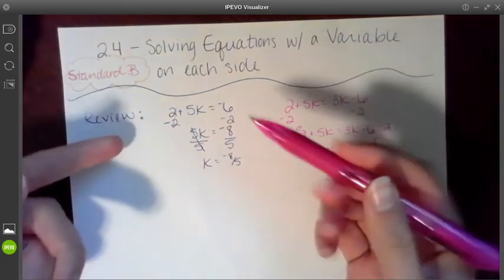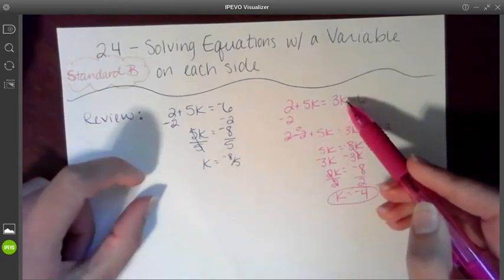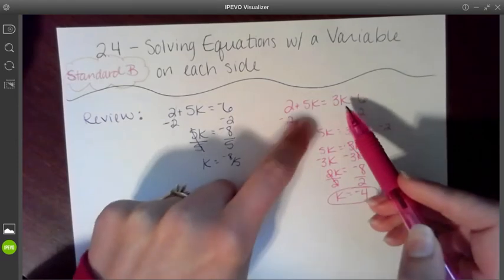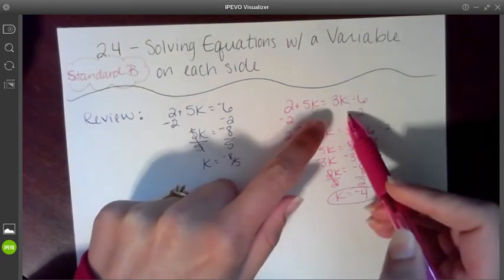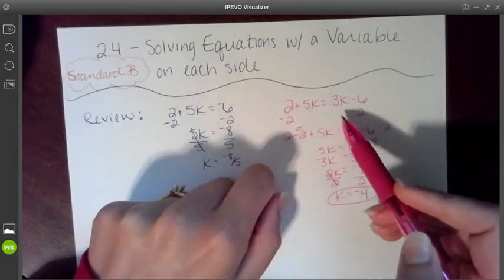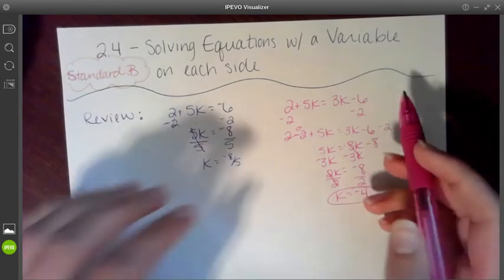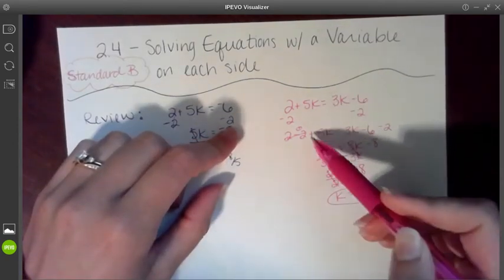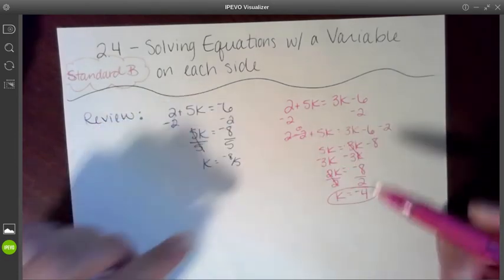All right, so the only difference going from what we did before and what we're doing now is that instead of having our variable already on one side, we have variables on two sides. So what we do is we just pick a side we want to put the variable on. We could have done minus 5k, but then I would have ended up with a negative over here, which is a little annoying to work with. So I subtracted 3k so that the k's were all on this side of the equal sign.